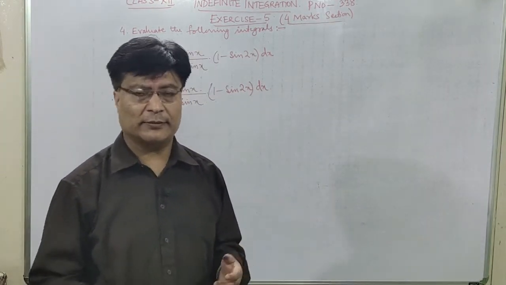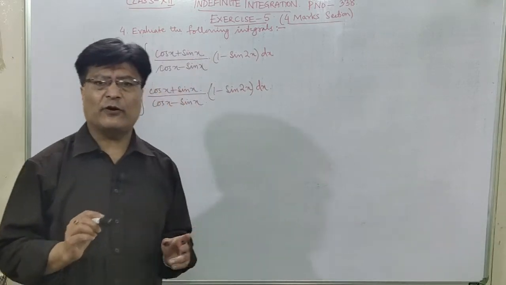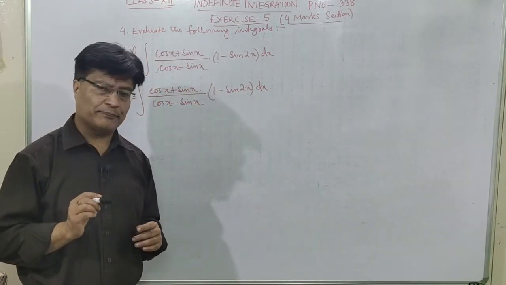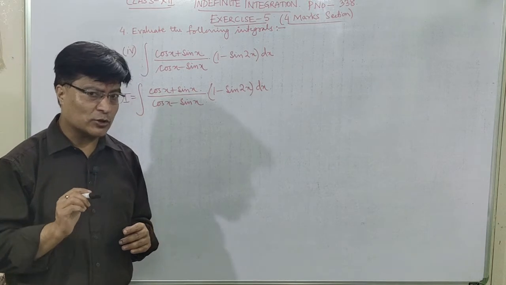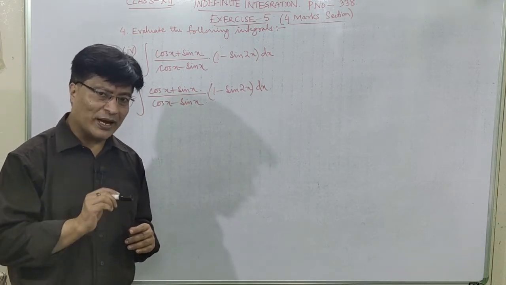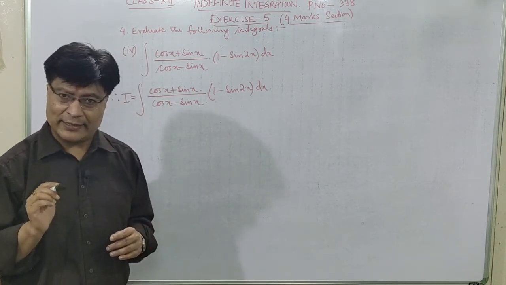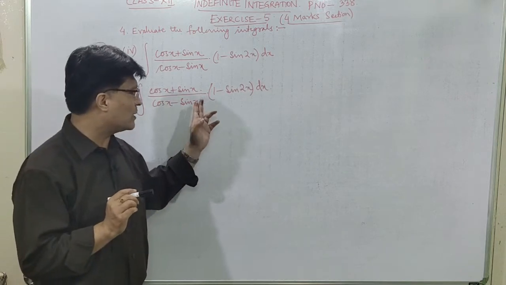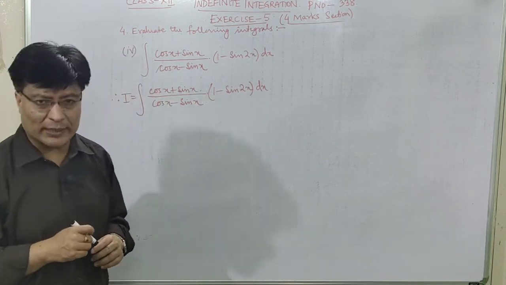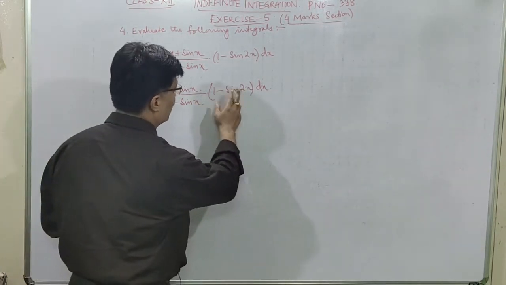So how can you use it? So there is no direct formula for 1 minus sin 2x. Only 1 minus cos 2x formula is there. 1 plus cos 2x formula is there directly. But there is no direct formula for 1 minus sin 2x. So there is formula for sin 2x.